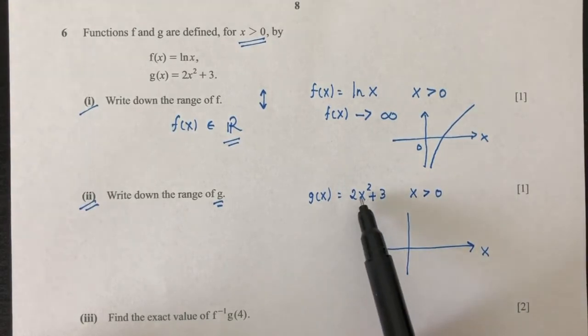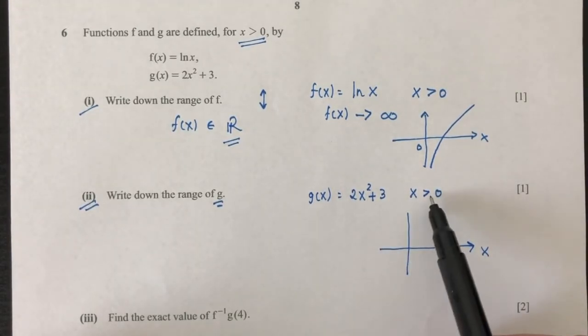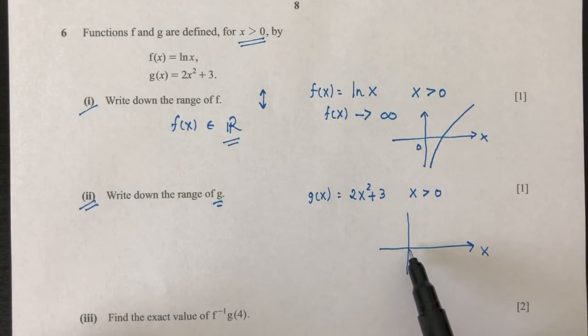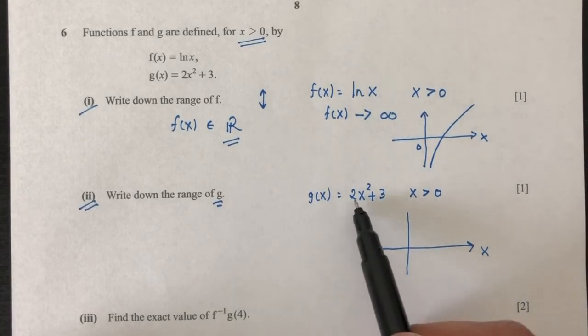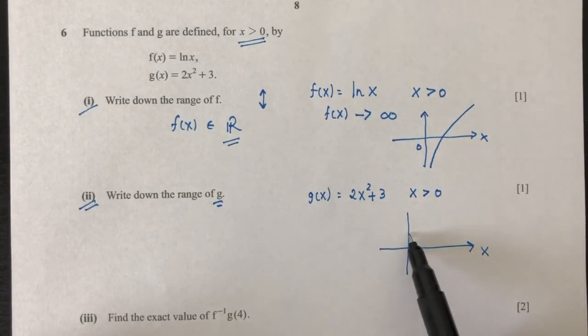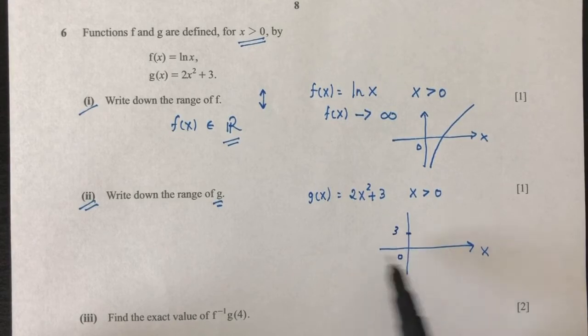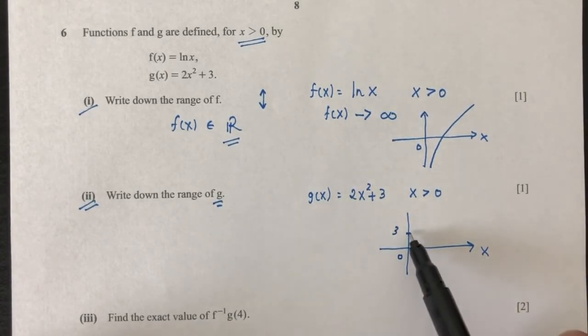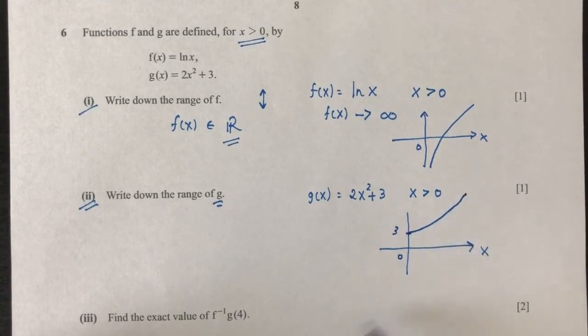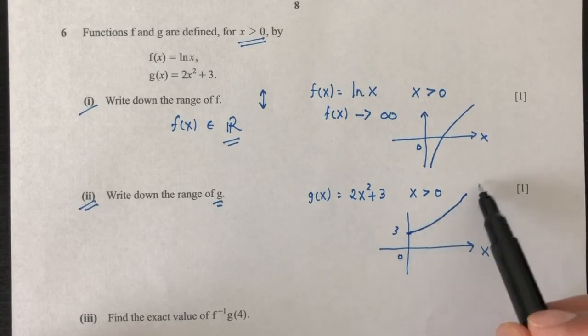So let's say it is not 0 because it is more than 0. For example, if the value of x is 0, it will be 0 plus 3, which is 3. As the value of x increases, the value of g of x will be increasing as well. So I hope that makes sense. As x increases, the value of g will also be going up.